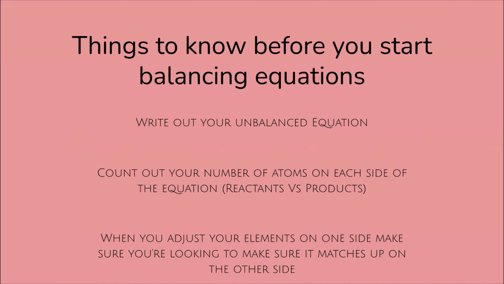Before you even start, there's a few things you need to know. First things first, always write out your unbalanced equation with a blank space in front of each reactant and in front of each product, just so you can have some space to play with the coefficients. And then you're going to count out your number of atoms on each side of the equation. Your reactant side, you'll count it out, and your product side, you'll also count it out. And when you adjust your elements on one side, make sure you're looking to make sure it matches up on the other side to make your equation truly balanced.